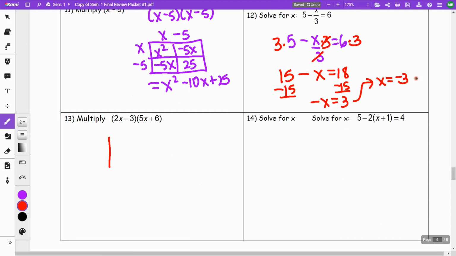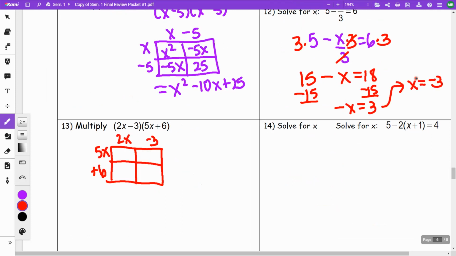On number 13, I'm going to do a box. I'm going to take a 2x minus 3, times it by a 5x plus 6. And when I do that, I am going to get a 10x squared, a negative 15x, a 12x, and a negative 18. And again, I need to combine like terms. So I am going to get a 10x squared minus 3x minus 18. That's your answer.